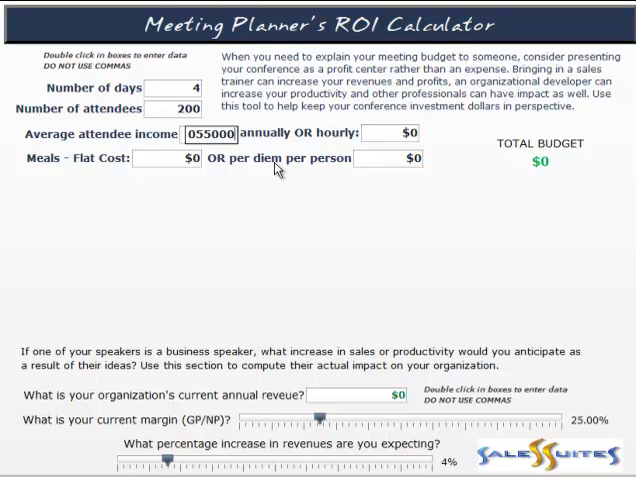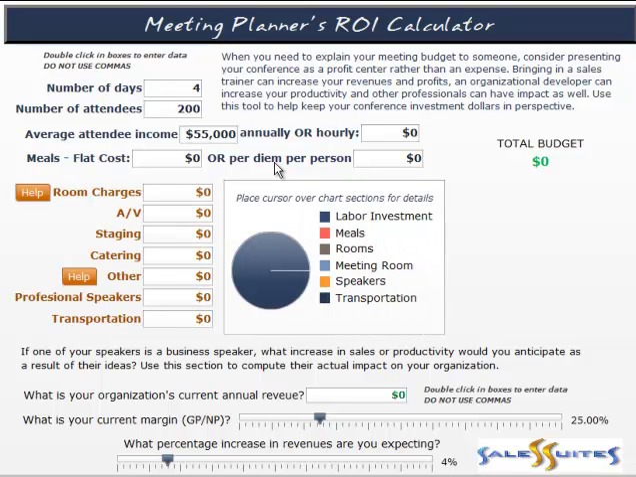Once we exit this box by either clicking on another box or by using the tab key, some other information is going to appear. More boxes for input and a pie chart. But before we move to those, let's look at meals and do one final computation up here. If the hotel or venue is charging a flat fee for meals, that number would be inputted here. But for the sake of this demo, we'll say that these salespeople are on their own for meals, and they have a $52 a day per diem.